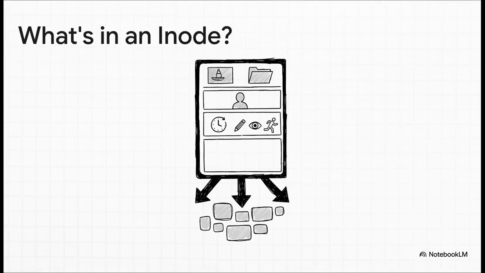So what's written on this card? Pretty much everything. The inode knows the file's size, who owns it, what permissions it has, who can read it, write to it, or execute it. It keeps track of all the important timestamps, and, most critically, it holds the pointers, the literal addresses on the hard disk that tell the system exactly where to find the actual content of the file. The inode is the treasure map.